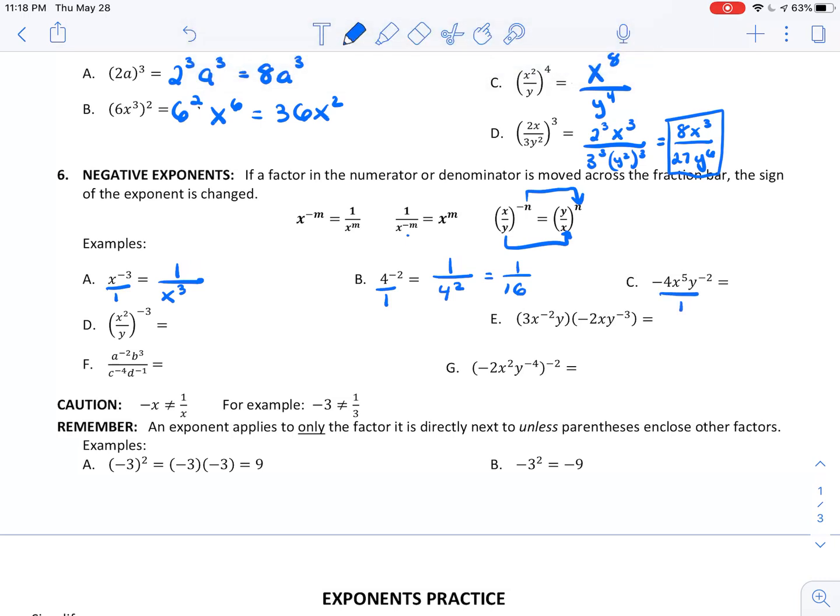So assuming this is all over 1, anything that's not being moved stays in my numerator, and anything being moved will be shifted down to my denominator with a positive exponent. So the final answer there is 4x to the 5th over y squared.